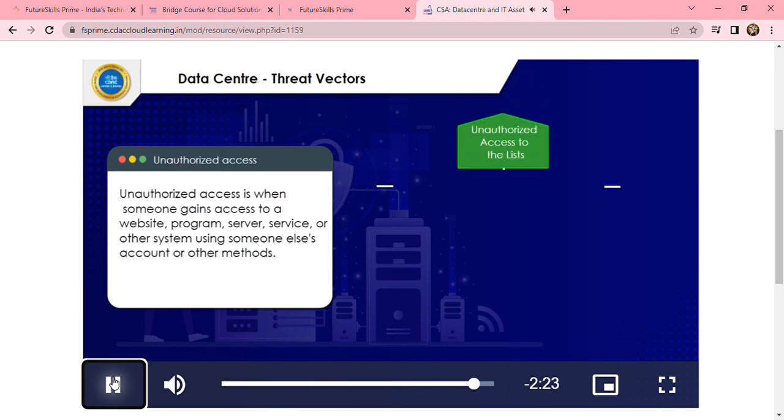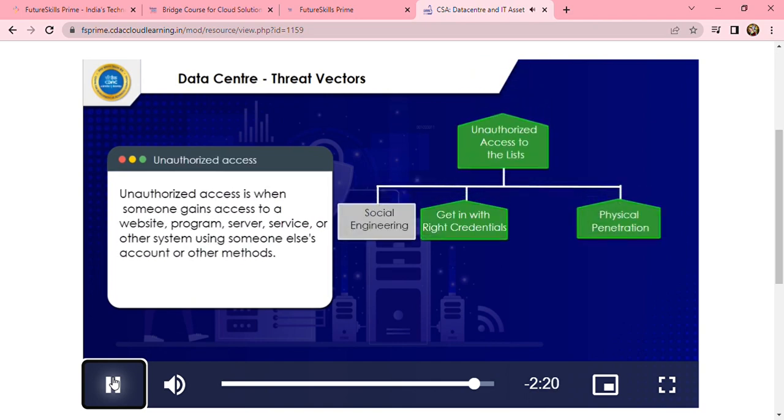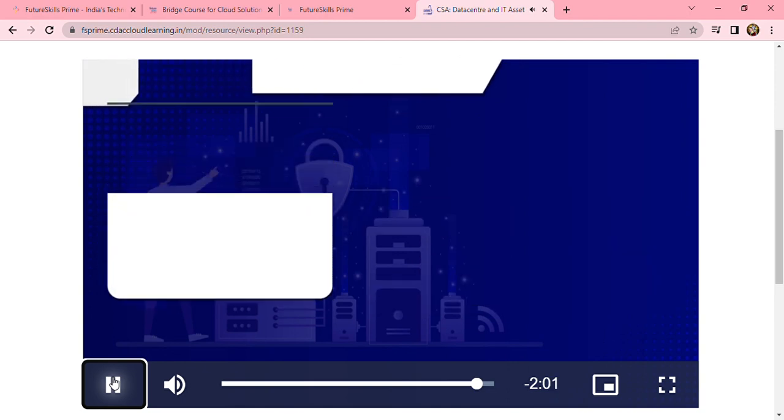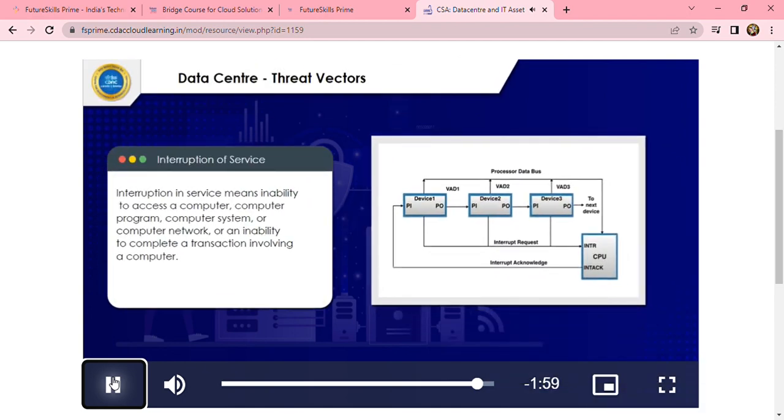Unauthorized access is when someone gains access to a website, program, server, service, or other system using someone else's account or other methods. For example, if someone kept guessing a password or username for an account that was not theirs until they gained access, it is considered unauthorized access. Interruption in service means inability to access a computer, computer program, computer system, or computer network, or an inability to complete a transaction involving a computer.